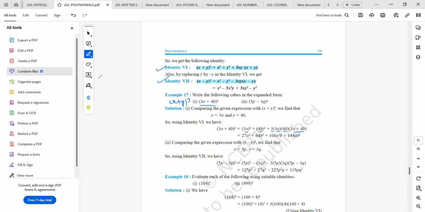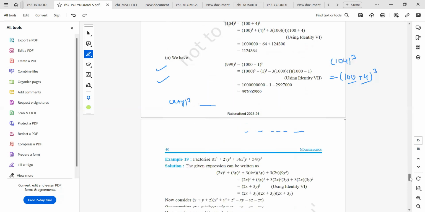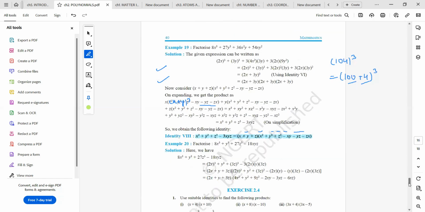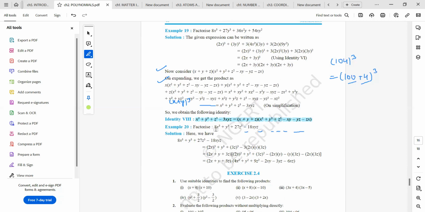Now if you are given 104 cube, this is 100 plus 4 whole cube. So this will be x cube plus y cube plus 3xy, x plus y. Use this identity. Clear? Yes. Now ma'am, again it is a factorization. This is one more identity. So in all, you need to remember these 8 identities. This you have to learn.